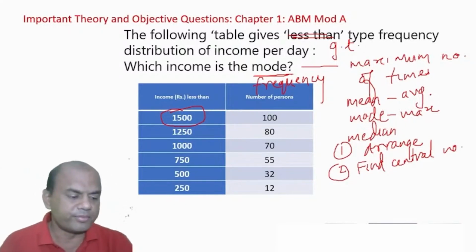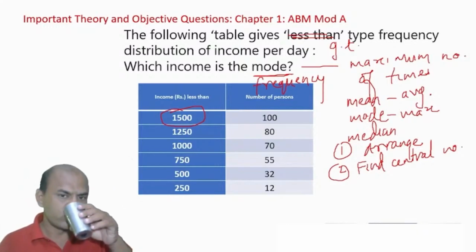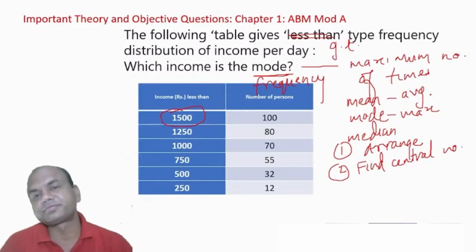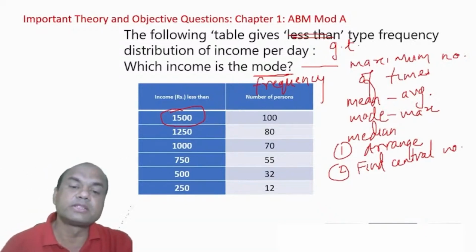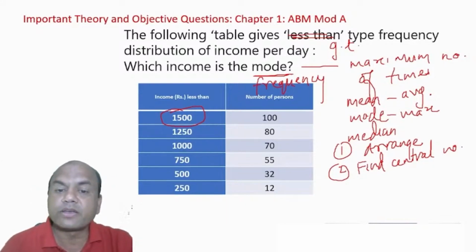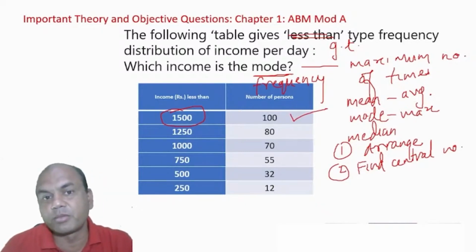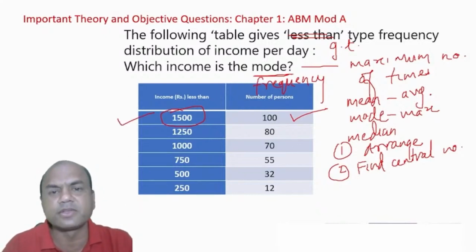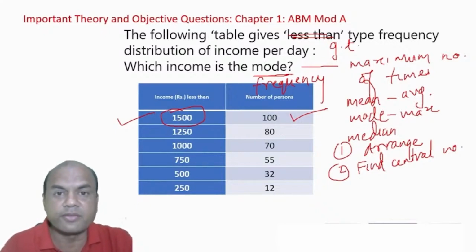So now tell me, what is the mode in this? Which one is the mode in this? Which one is coming maximum number of times? This is the frequency. Which one has a maximum frequency is a mode. So which is having maximum frequency? 100. So which income class is having this modal class? So this is 1500. So this is your answer. In exam, tick on that wherever 1500 is given. Clear, simple? Got it? Shall we move ahead?